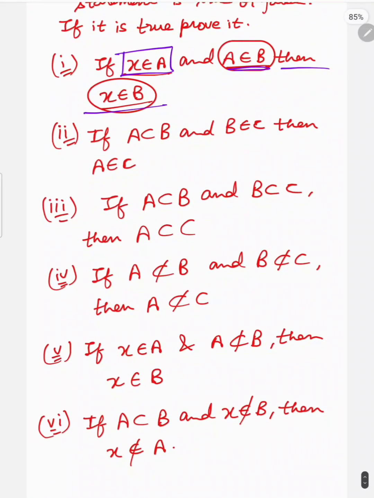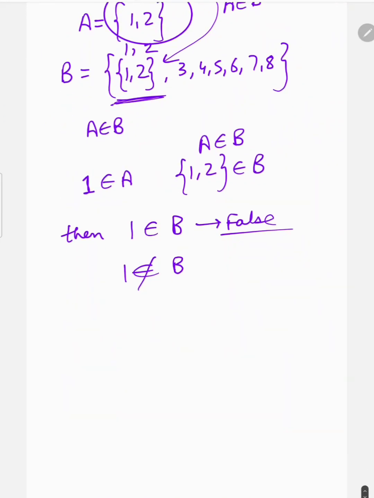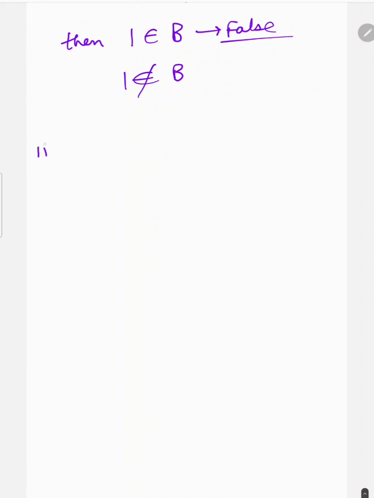Now in the next question, A is a subset of B, B belongs to C and A belongs to C. फिर से B belongs to C और A belonging to C है. कोई एग्जांपल लेके देखते हैं. ऐसे ही तो नहीं लिख सकते ना, ट्रू और फॉल्स. एग्जांपल लेके देखते हैं.